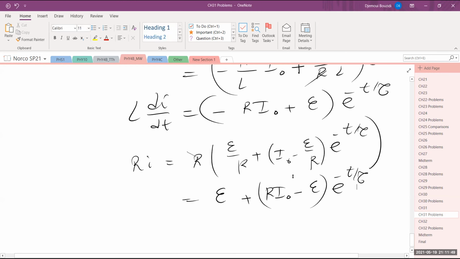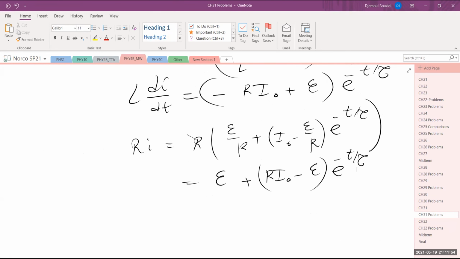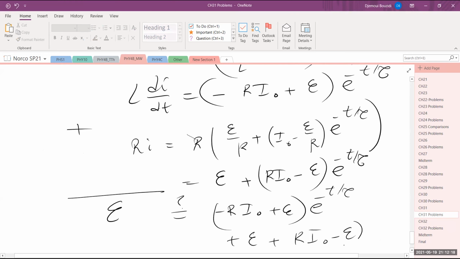And now I need to add these two, and I need to check if they indeed add up to epsilon. So if I add them side by side, namely add this equation to that equation, on one side this should be epsilon, and my question is, is this the same on this side? So let's see here. I have negative R I naught plus epsilon times the exponential, that is the first term, plus the second term, which is epsilon plus R I naught minus epsilon times exponential of negative t over tau.